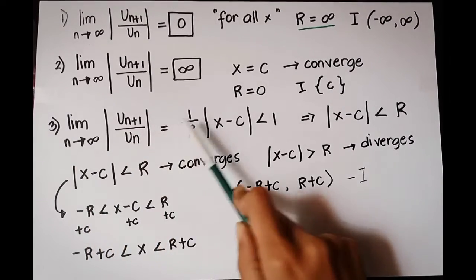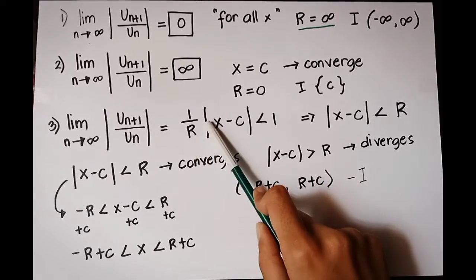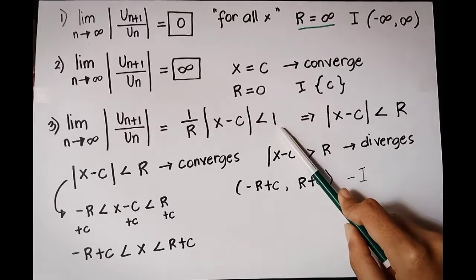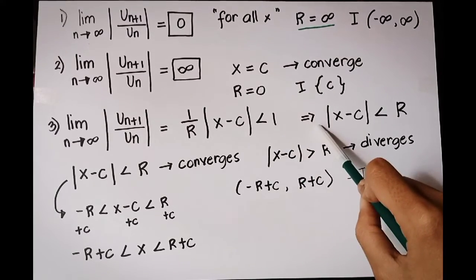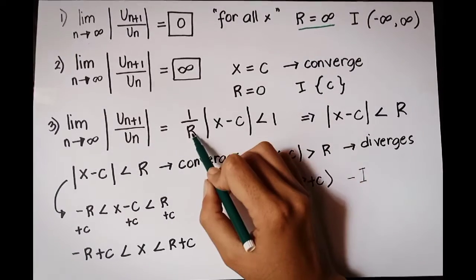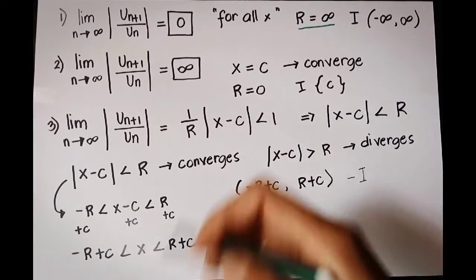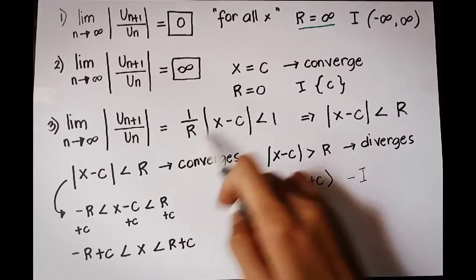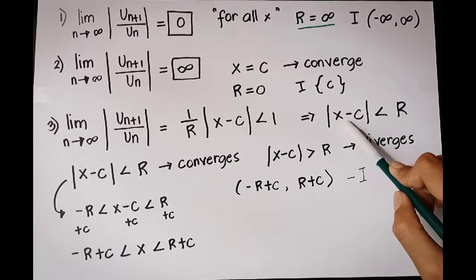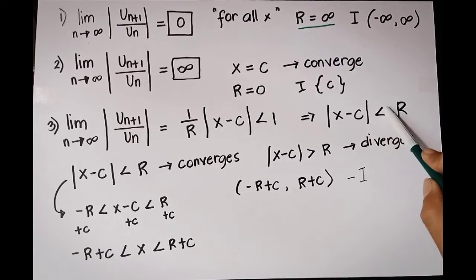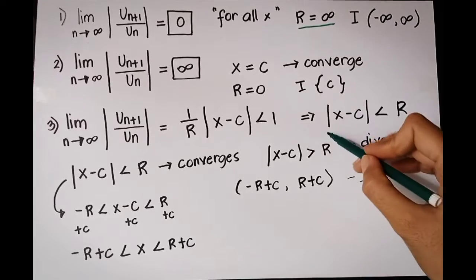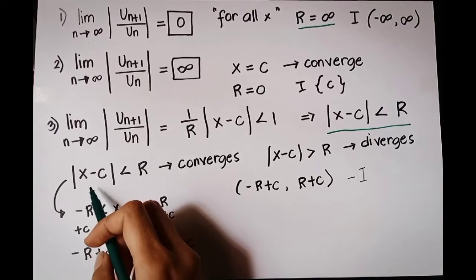And in the third case, the limit as n goes to infinity of the absolute value of u_(n+1) over u_n equals 1 over r times the absolute value of x minus c, which is less than 1. Divide both sides by 1 over r, that is, multiply through by the radius, so the result is the absolute value of x minus c less than r, the radius of convergence. Now, if you get this expression, you will proceed to this.